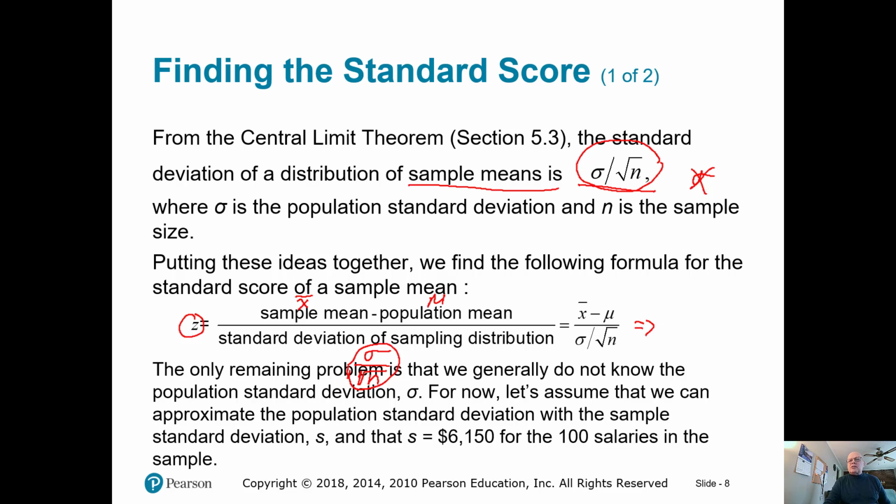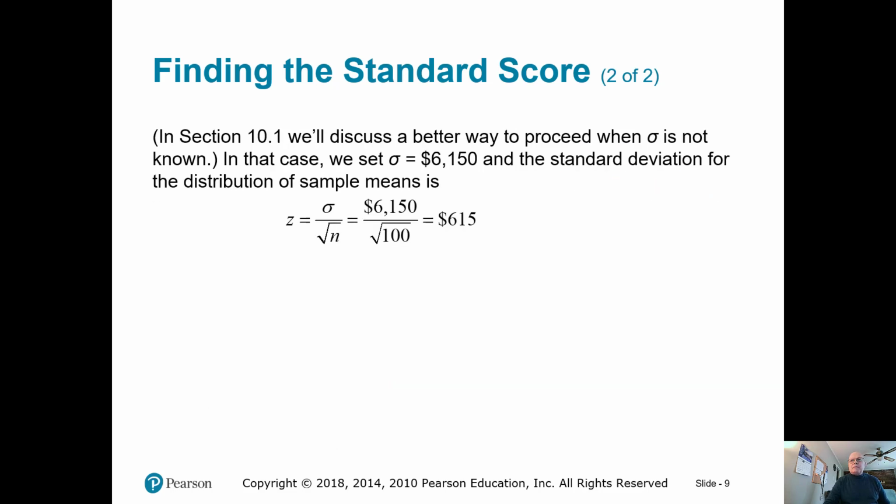The only thing is, we don't know the population standard deviation. That's a downer, right? But if we don't know it, what's the best bet? How about the sample standard deviation? In this case, it's 6150 for those 100 salaries that we used in the sample.